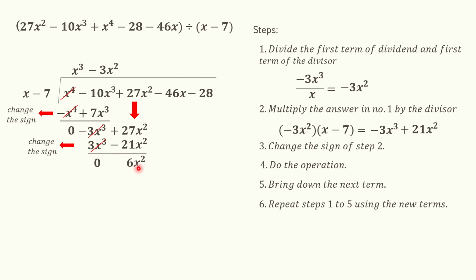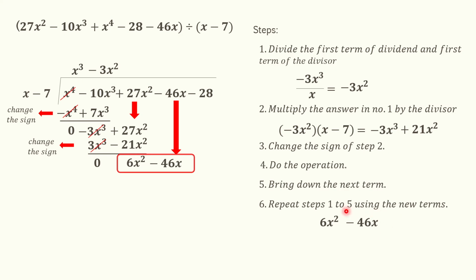Okay? So this time, step number 5, tapos na tayo sa operation, bring down the next term. Ito na naman yung next term natin. Ibababa natin, which is negative 46x. Okay? So again, go back to step number 1 using the new term. Ito na naman yung new term natin. Okay, 6x squared minus 46x.